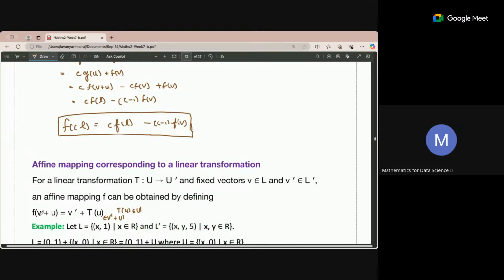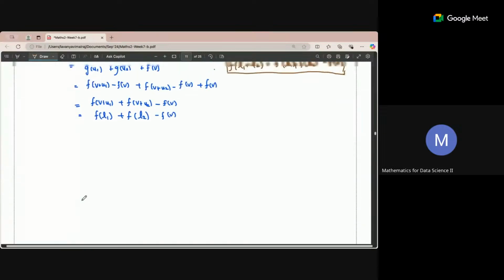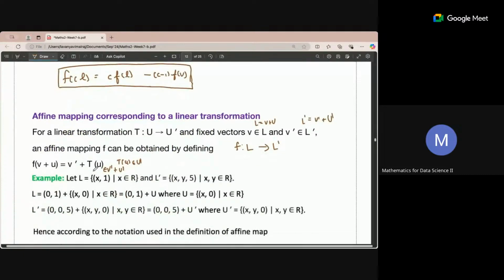So you see that we have defined a map f from v plus u, an element of L, and you have v dash plus t of u, an element of L dash. So L here is v plus U and L dash is v dash plus U dash. So you have a mapping from L to L dash. And in fact, if you want, you can also verify that when you write f of v plus u minus f of v, maybe it will reduce to this form. You can check that maybe.